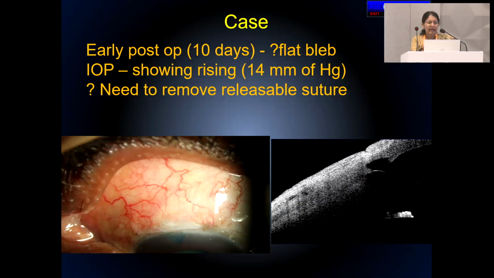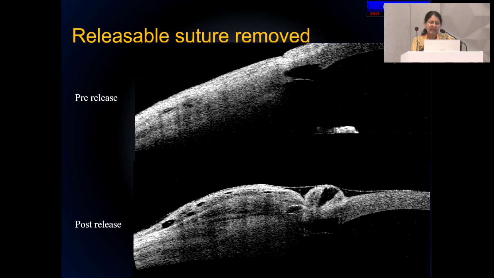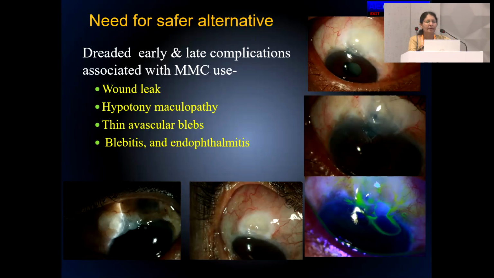In an early case, this is one case where at the end of 10 days, the patient showed a rise in pressure, 14 millimeters of mercury, and the bleb appeared to be flat. So what should we do? Do we remove the releasable suture? And this is the OCT finding showing you a homogeneous area. So we released the suture, and immediately you can see there is a multicystic formation, elevation, and this is how we have a successful trab.